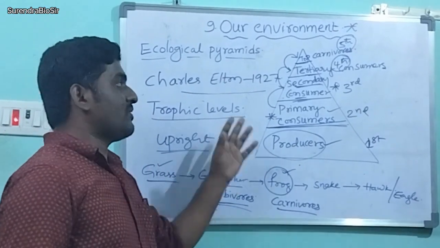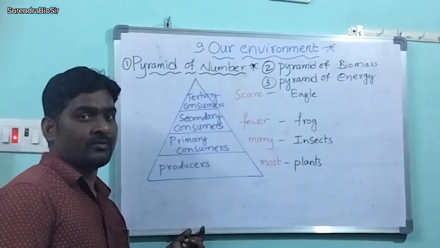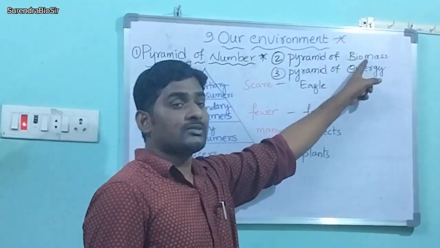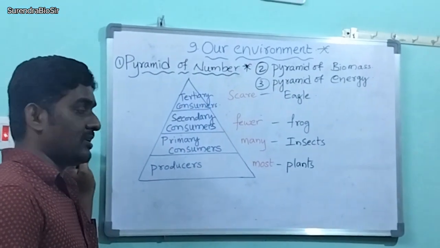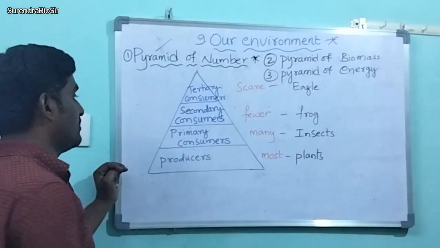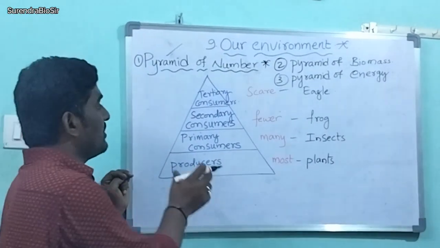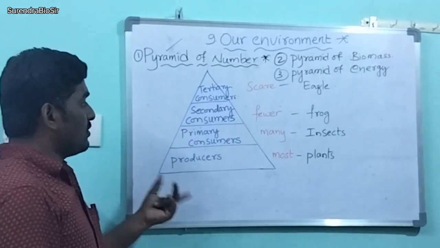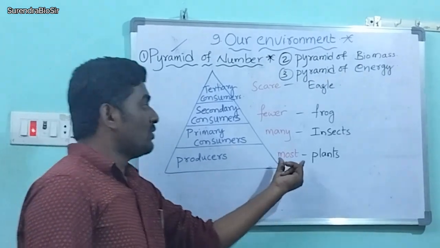Different types of pyramids are there. What are they? Pyramid of number, pyramid of biomass, and pyramid of energy. 3 types of ecological pyramids. First one, pyramid of number. If you represent graphically the food chain in a pyramid, that is called a pyramid of number. In this pyramid of number, the organisms which are living are arranged like this.